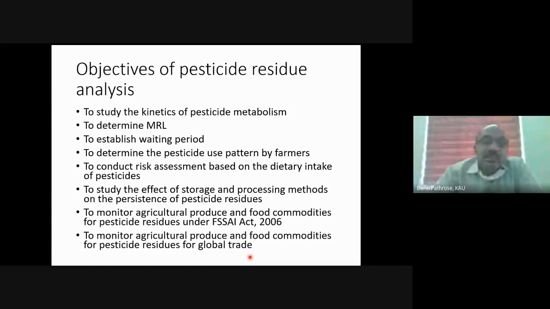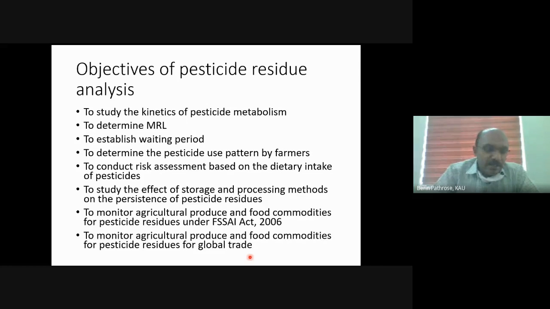And next, pesticide residue analysis will help us to determine MRL. I think you know the full form of MRL. Do you know? Anyone? Maximum residue limit. Yes, okay.